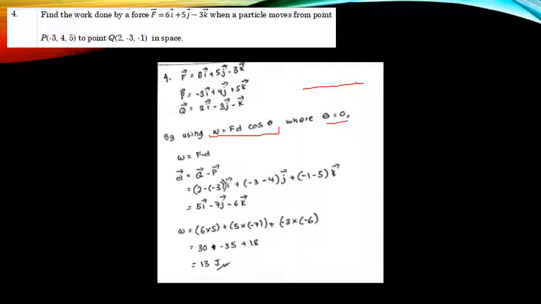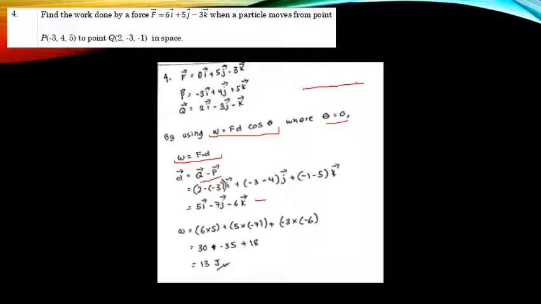So we will use this formula, work done equals F times D, which is the scalar product. The first step, I find the vector d, which is the distance from P to Q. So vector q minus vector p, and I get 5i minus 7j minus 6k.